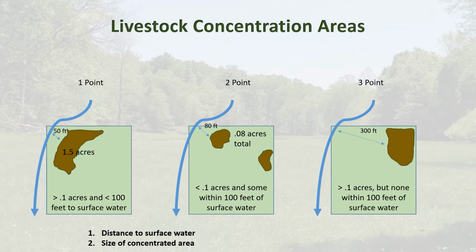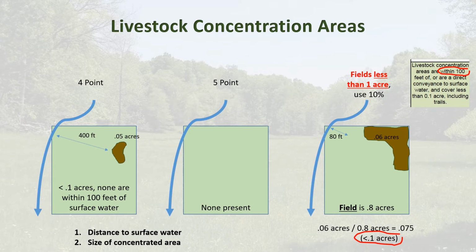In the second example, the concentrated area is less than 0.1 acre, but it is still less than 100 feet from the water body, so it is rated a 2. In the last example, the concentrated area is greater than 0.1 acres, but is over 100 feet from the water body, so that distance is helping to mitigate potential issues and is rated a 3.